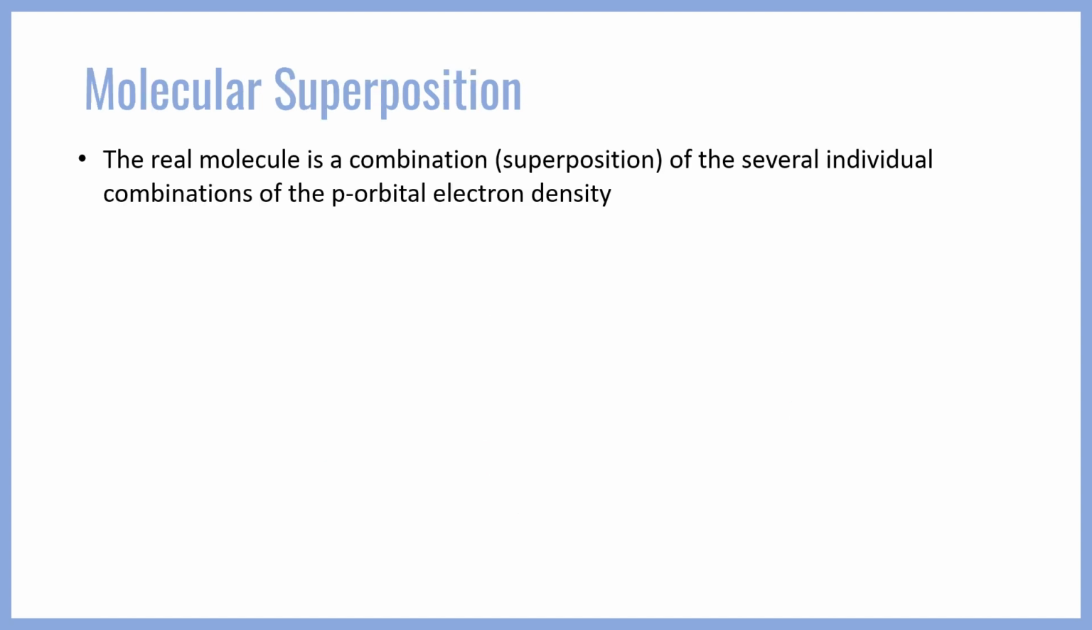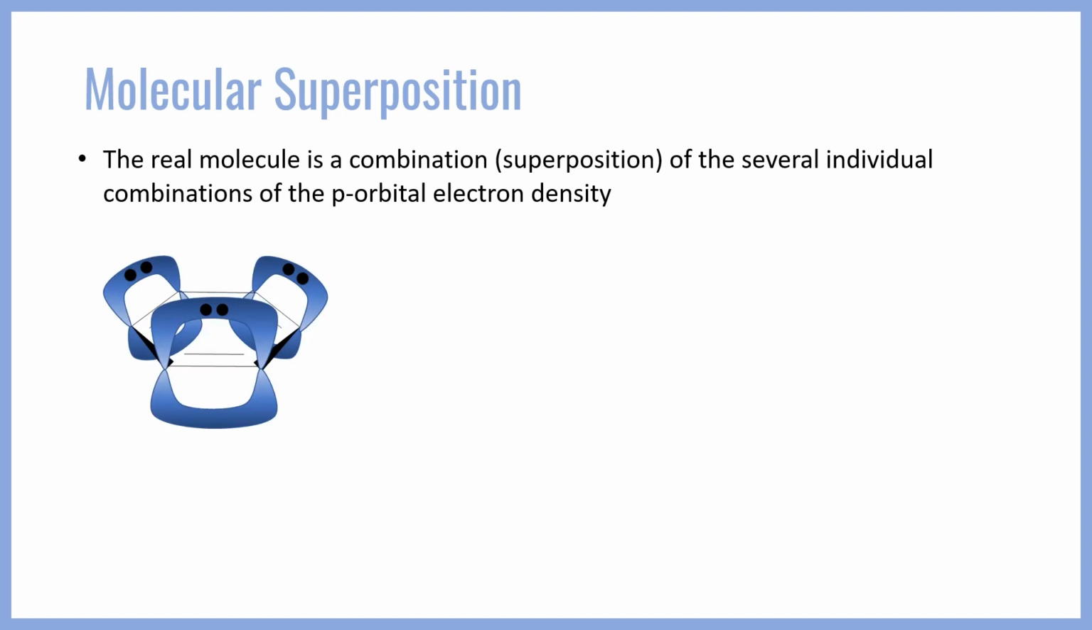Well, it turns out that the real molecule is a combination, or rather a superposition, of the several individual combinations that are possible for the p orbital density. In other words, the overall molecule is a superposition or a combination of all of the different resonance structures.